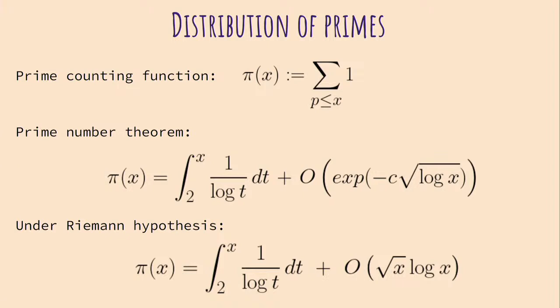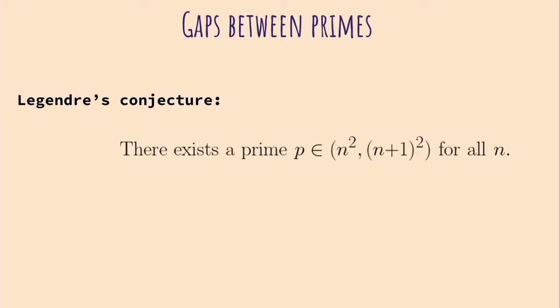So this is one of the first applications. Now moreover, if I want to know how far two consecutive primes can be, there is a conjecture of Legendre which says that if I look at any two consecutive squares, there has to be a prime between them.